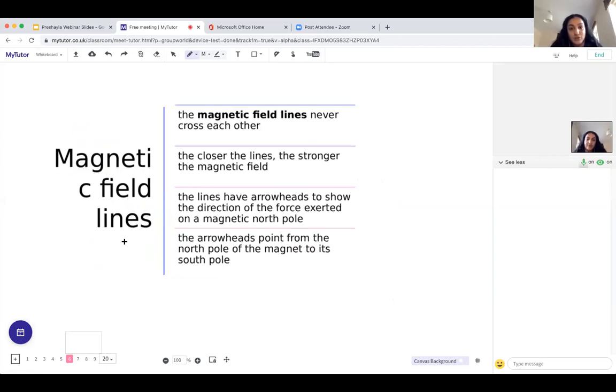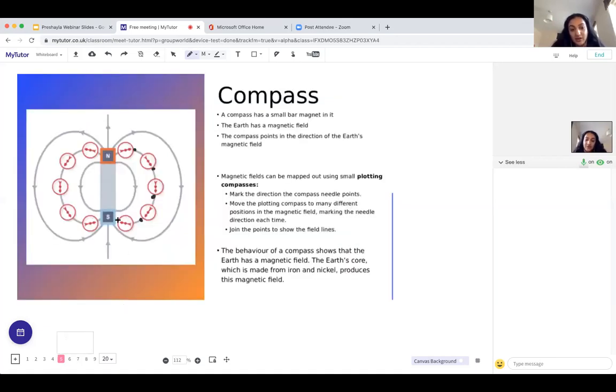Okay, so some rules about magnetic field lines. They must never ever cross each other. So when you're drawing them, which you most likely will have to do, you can see that they never ever cross each other.